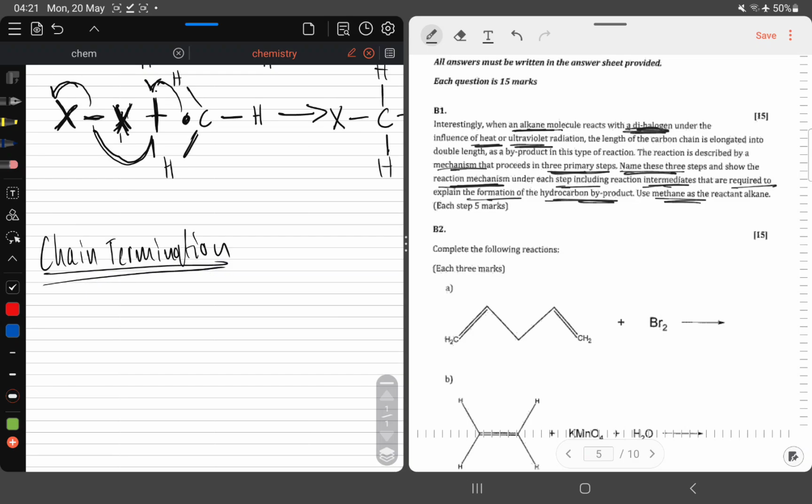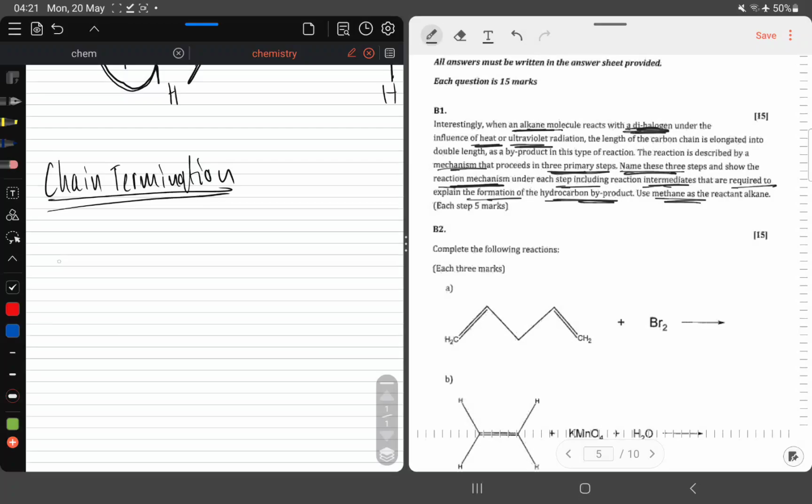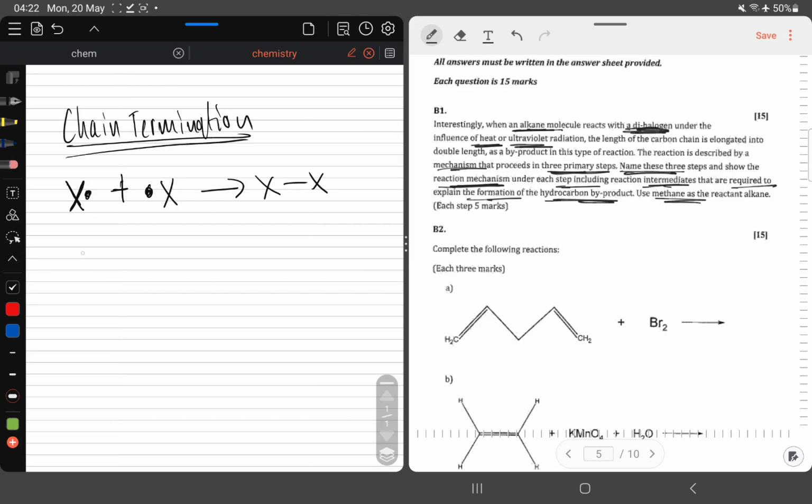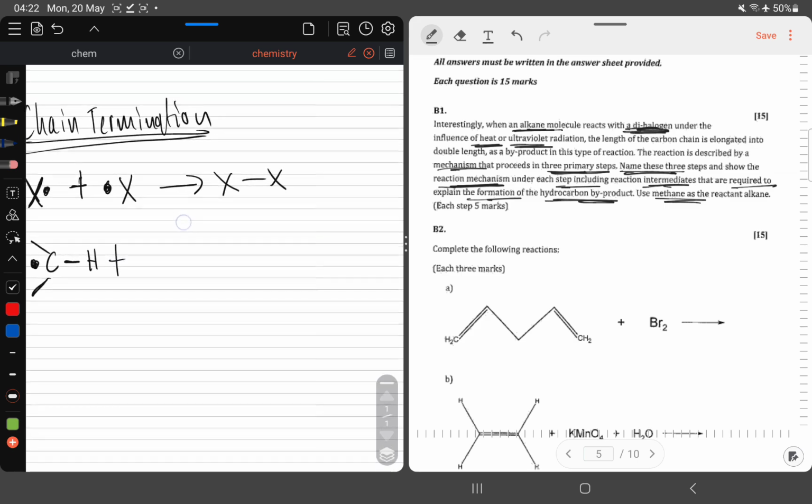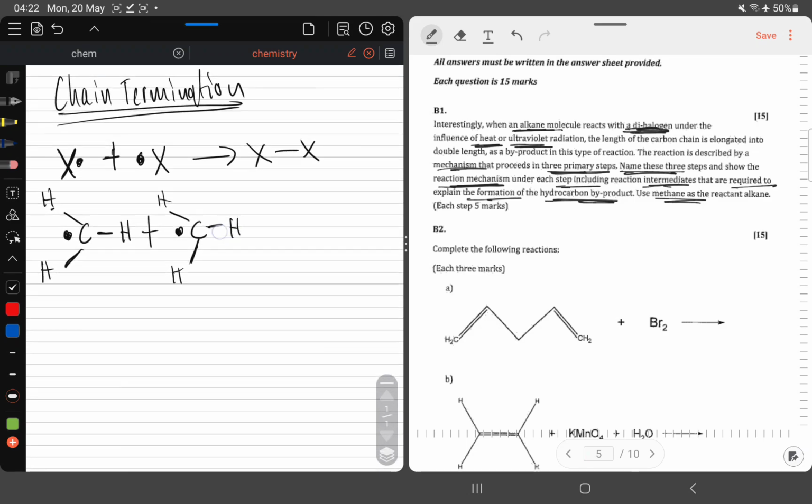Now what happens in termination is that two radicals meet. Don't ever forget. So we can start with the two radicals, X radical plus the other X radical, and they form XX. And then if the two CH3 radicals are to meet, normally we like to write it easier for us when we are putting the chain termination.